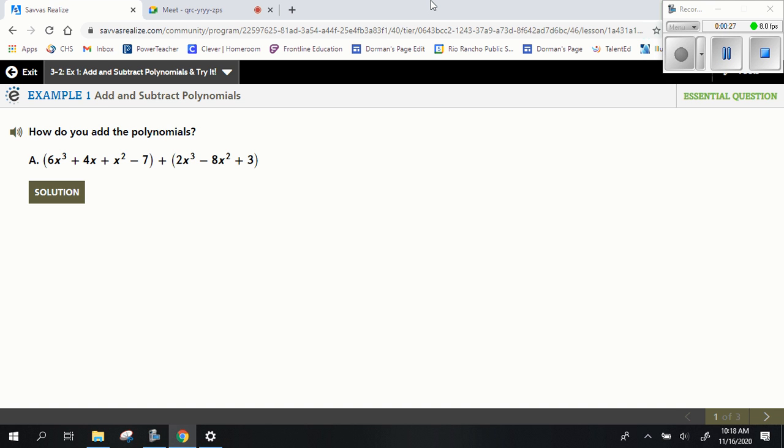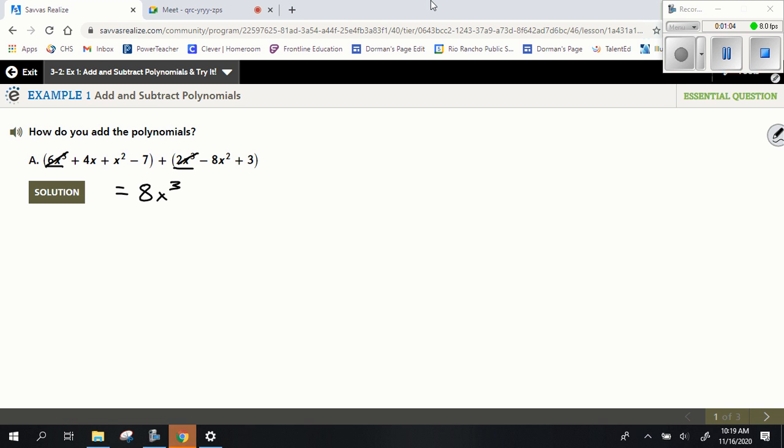For this one, we're going to be adding our polynomials. So we've got to keep in mind that when we're adding polynomials, we're only going to be adding like terms. That is, we're only going to be adding terms that have the same exponent or the same degree. So this term and this term, we can combine those two. If I have 6x cubed and I add 2x cubed to that, I'm going to wind up with 8x cubed. I like to cross them out as I go so that I don't look at them again.